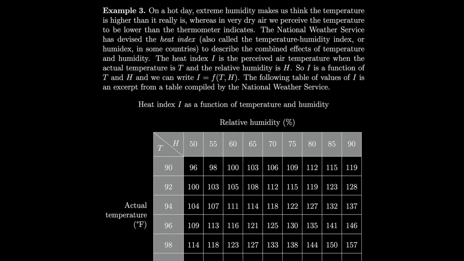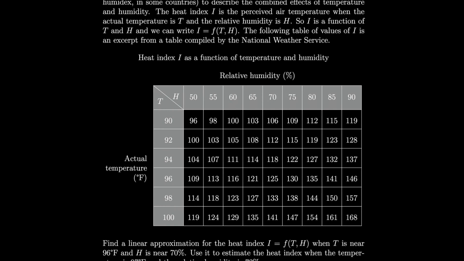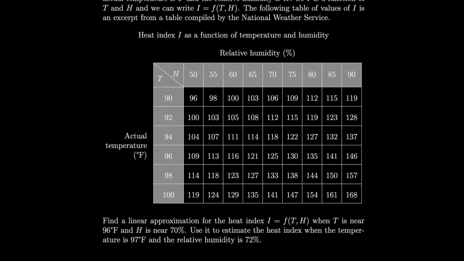The following table of values of I is an excerpt from a table compiled by the National Weather Service. Let's find a linear approximation for the heat index I, where T is near 96 degrees Fahrenheit and H is near 70%. We'll use it to estimate the heat index when the temperature is 97 degrees and the relative humidity is 72%. So in order to do that, we need our partial derivatives with respect to T and H.